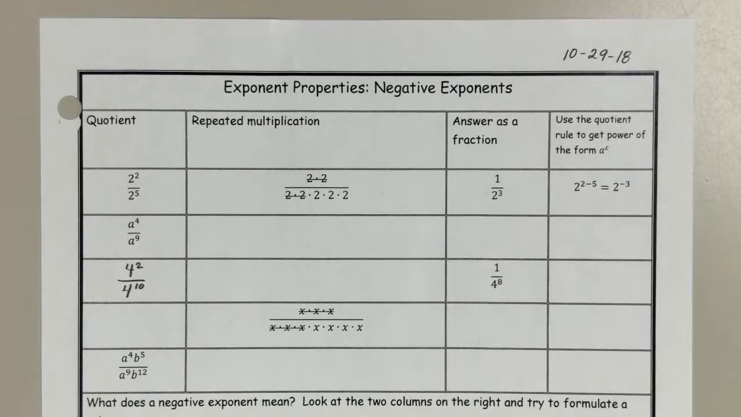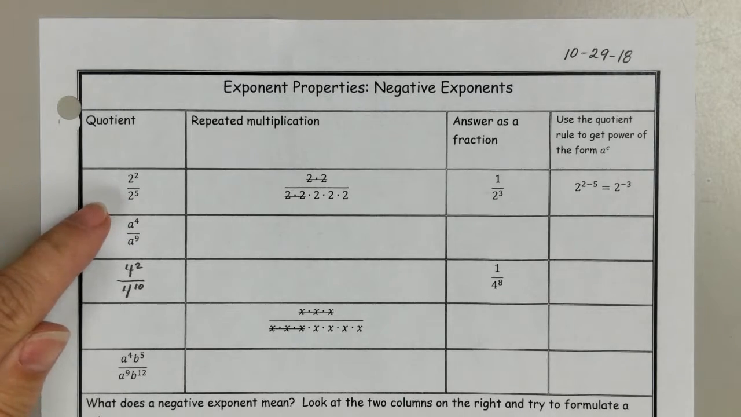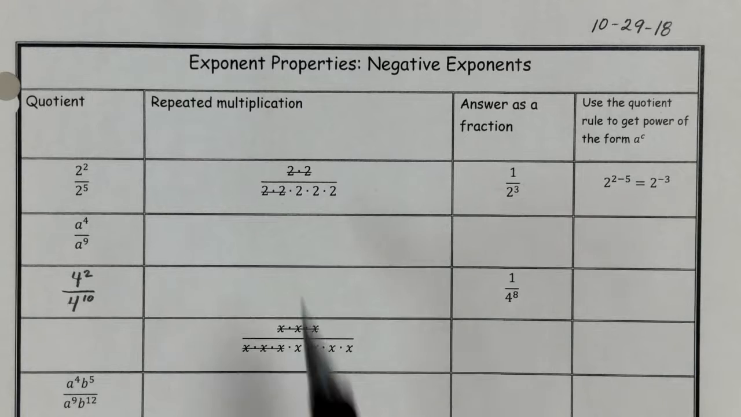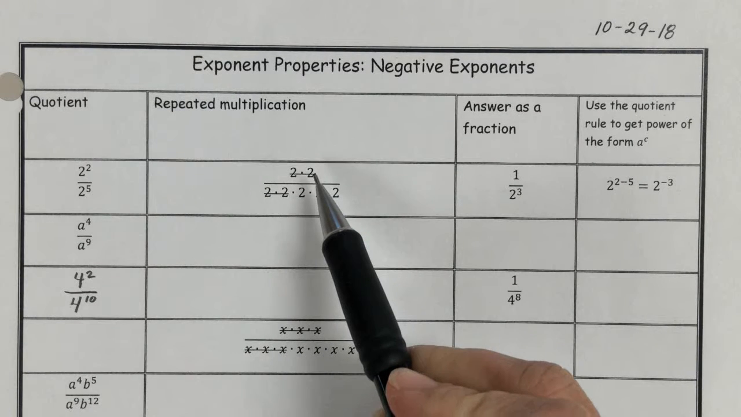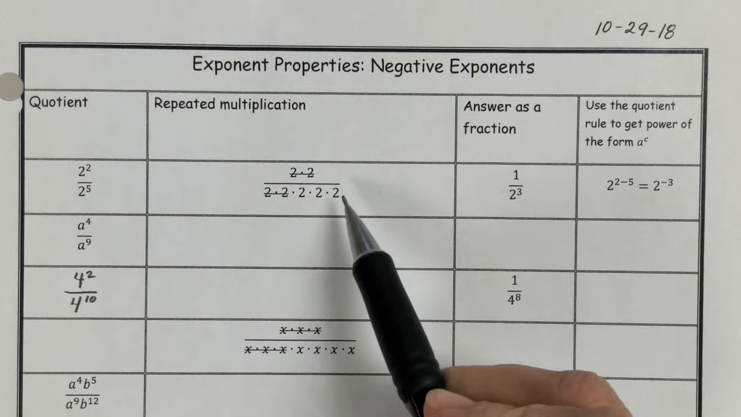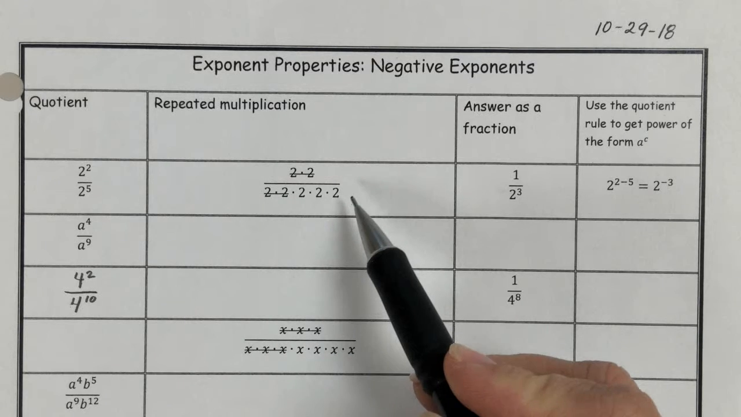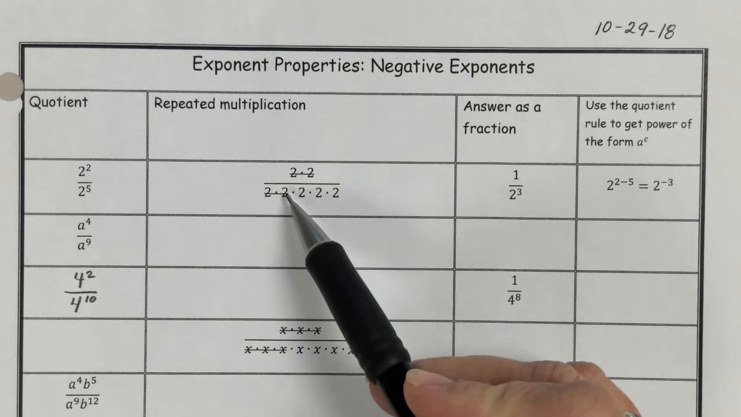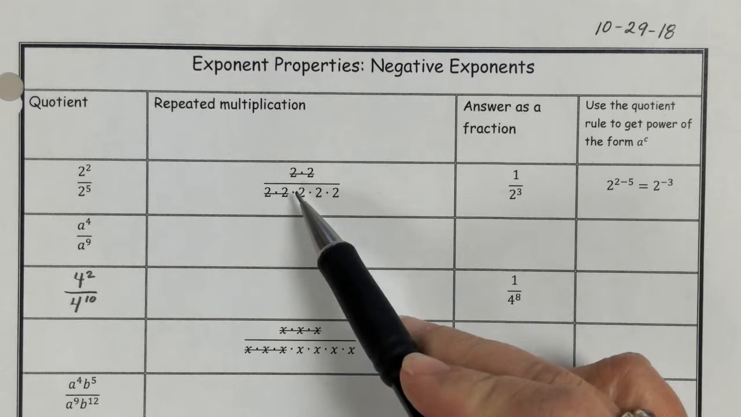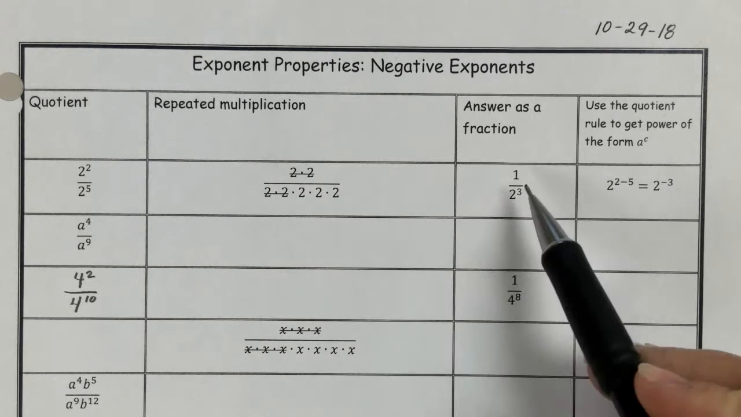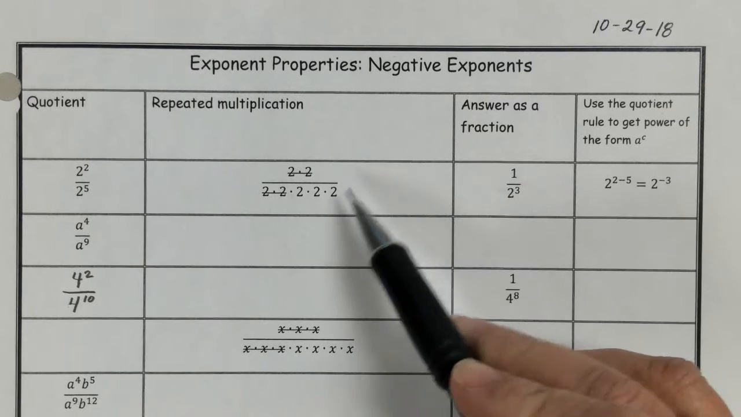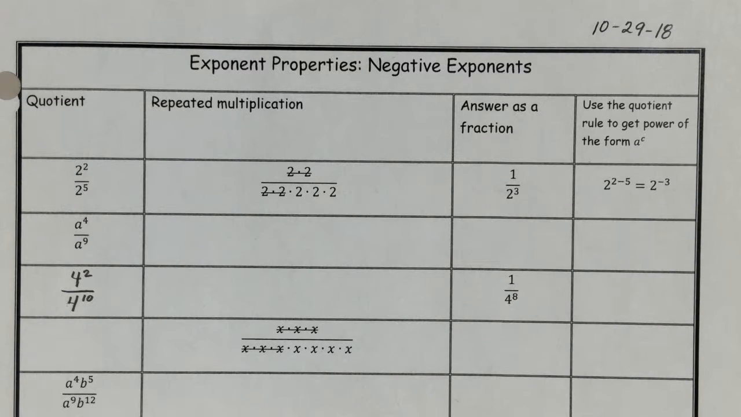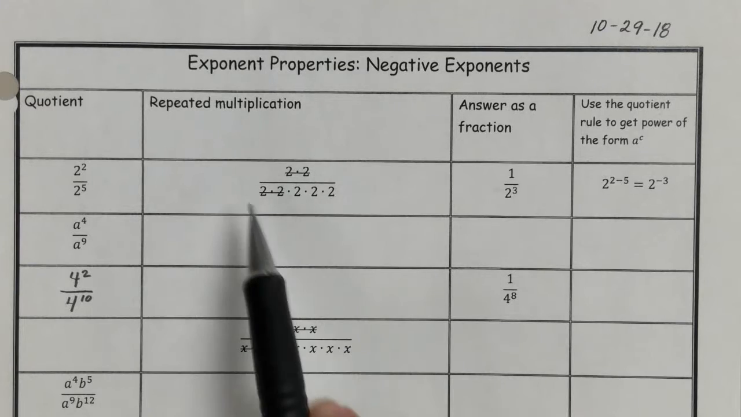So if you see the quotient 2 squared divided by 2 to the 5th power, we can write that with repeated multiplication as shown in this box. 2 squared means 2 times itself, and 2 to the 5th power means 2 times itself 5 times. If we cancel out, because we know that 2 divided by 2 is 1, and again 2 divided by 2 is 1, that leaves us with 3 2's on the bottom, so that's where they got the 2 to the 3rd power, and then we just simply have a 1 in the numerator. So that is what you get when you look at it with the expanded repeated multiplication.